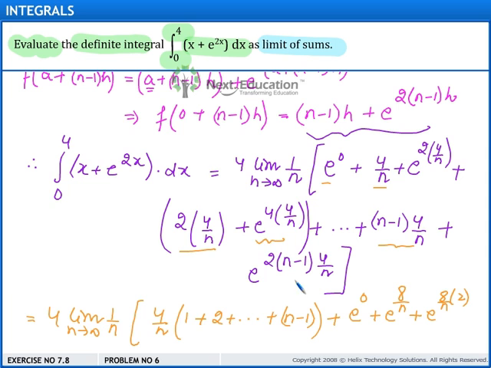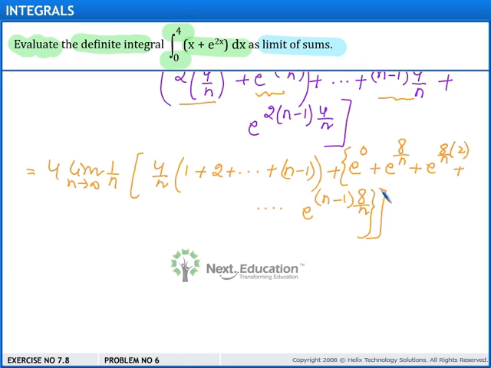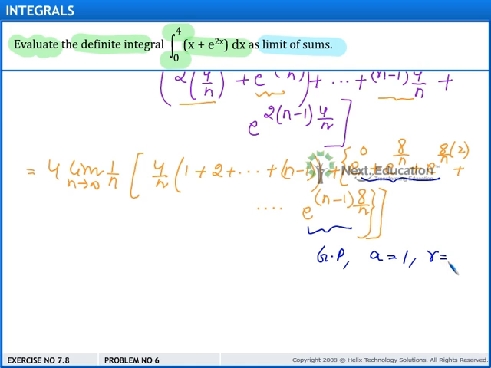From here we get, and finally the last term, which is exponential raised to the power n minus 1 into 8 upon n. Now this is a GP series where the first term a is 1 since exponential raised to the power 0 is 1 and r is equal to exponential raised to the power 8 upon n.